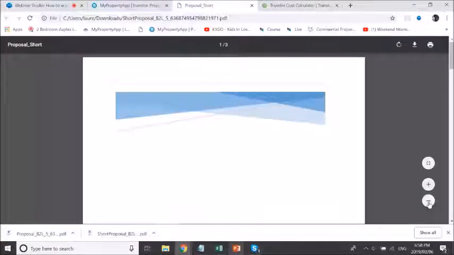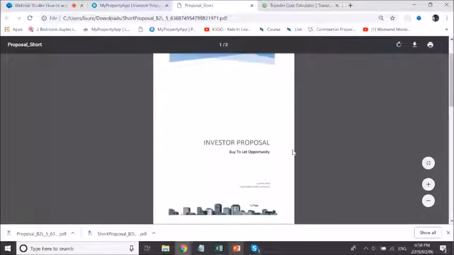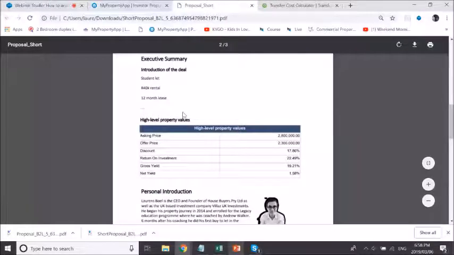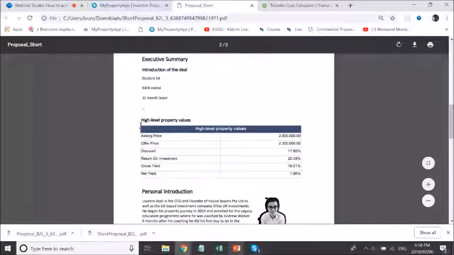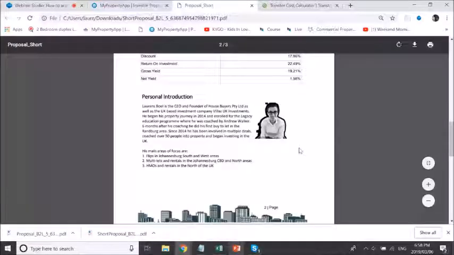The short proposal, here usually your logo goes here. I haven't uploaded the logo just yet. Essentially, it's got, as we said, the introduction to the deal, student let, 40,000 Rand rent. So just taking the information you've said. It's got the high level property values: the asking price, offer, discount, return on investment, gross yield, and net yield. It's also taken my profile picture and created a personal introduction section.